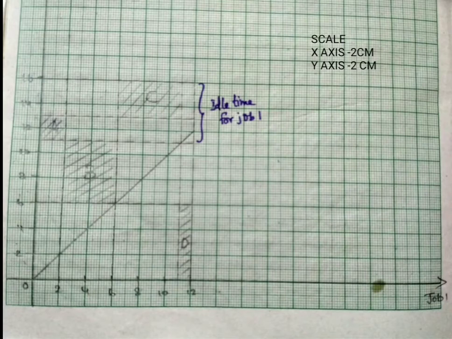Similarly for B: job 1 is 2 to 6, job 2 is 6 to 11. So the intersection space is B. Similarly for C, you have to draw job 1 as 6 to 11, and for job 2, 13 to 16. The intersection space is C. Similarly for D, it is 11 to 12 for job 1, and 0 to 6 for job 2. That will be your D machine.